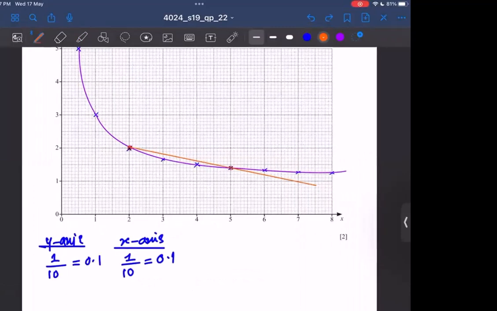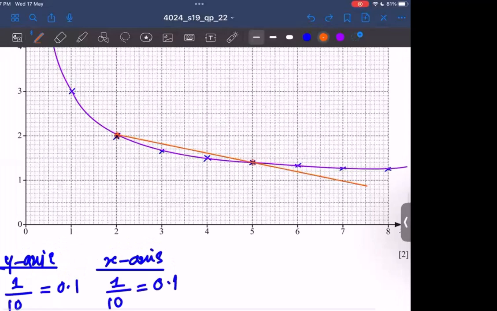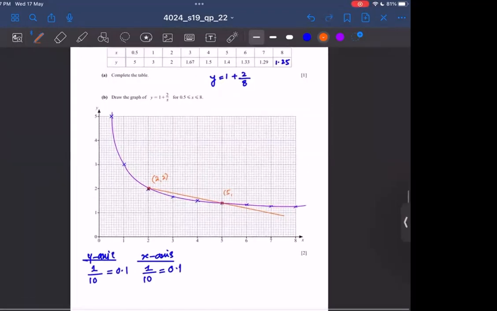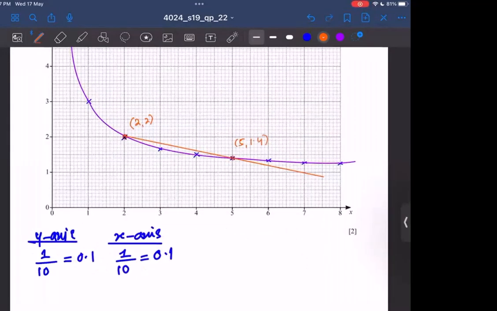Since we need to find out the equation of the line, we should know the gradient of this line and the point passing through it. So we know the point is 2, 2. This point over here is 5, what was the point? 5, 1.4. So with these 2 points, I can find out the gradient of this line, y2 minus y1, 1.4 minus 2 divided by 5 minus 2.